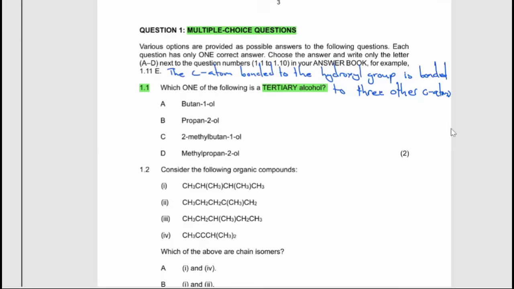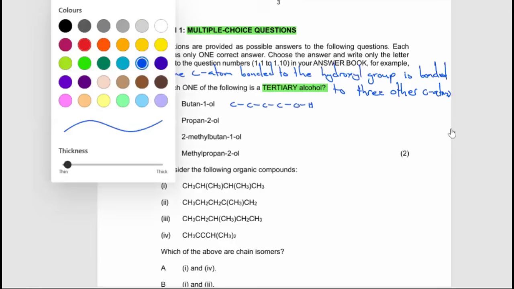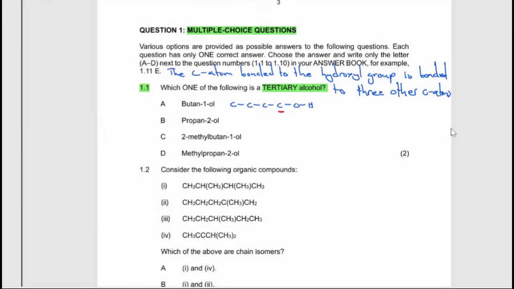Then after that, we're going to look at our option A, which is butan-1-ol. Butane has 4 carbons, 1, 2, 3, 4. On carbon number 1, it is bonded to an OH. Now we focus on this C that is bonded to this hydroxyl group. We can see it's only bonded to one other carbon. So our option A is incorrect. Take note, the rest are hydrogens, but I'm not going to indicate them for now.